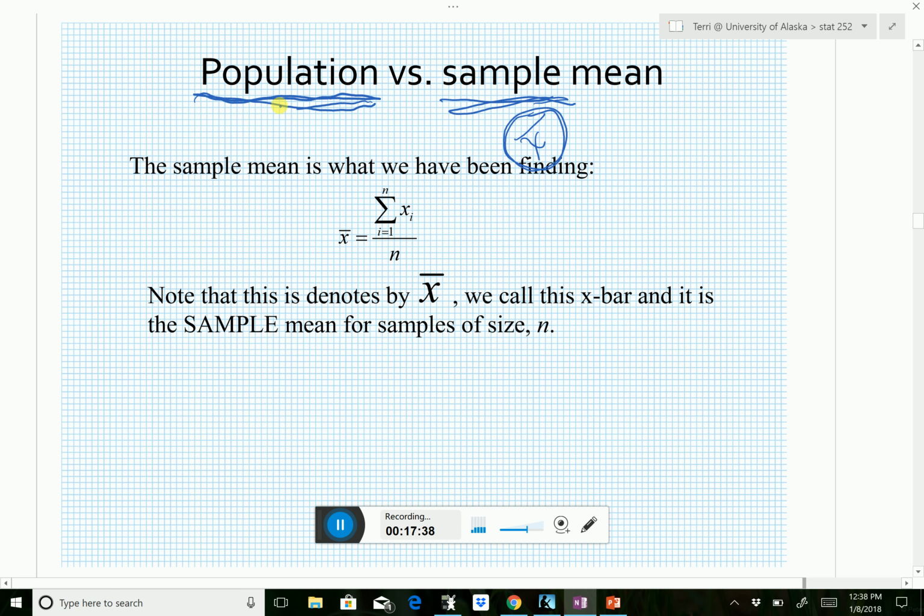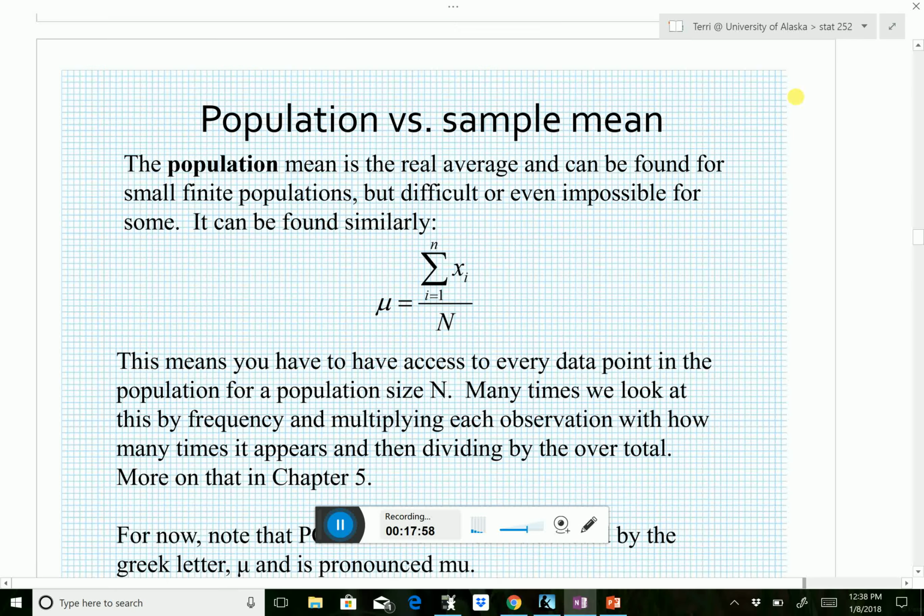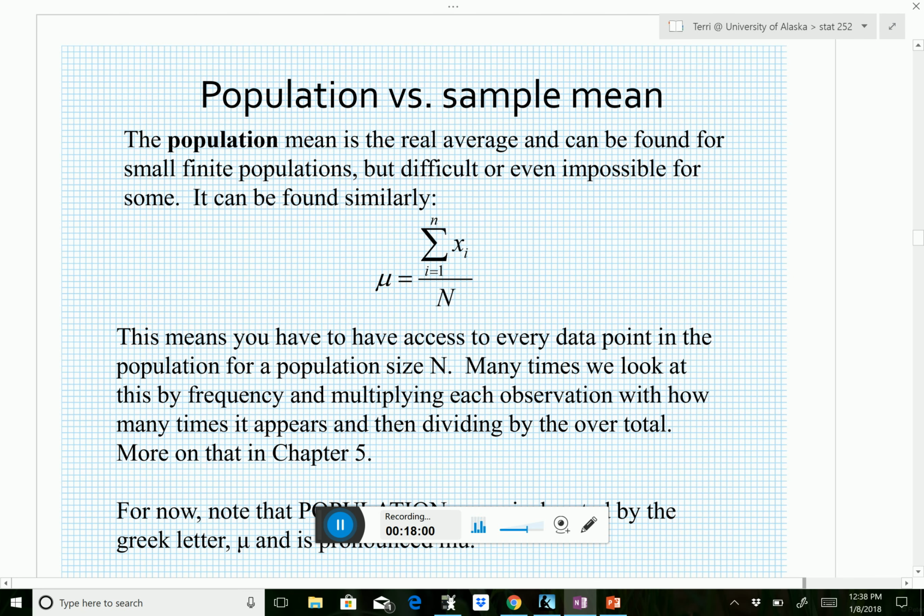Or I could take everybody who took the test, and that would give me a population mean. And that's very different. So remember, X bar is for a sample. So this is if I just took some of you. And population versus sample mean. Now, when we go to a population mean, this is if I wanted to take the actual average of everybody who takes this next test, and I can find that for smaller finite populations. Of course, for large populations, I can't find it.